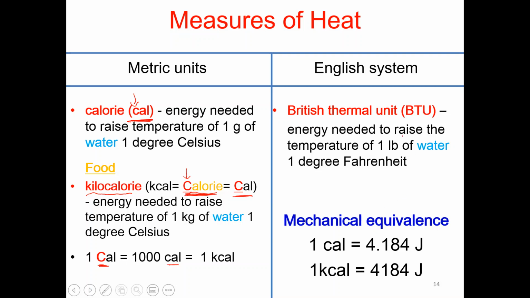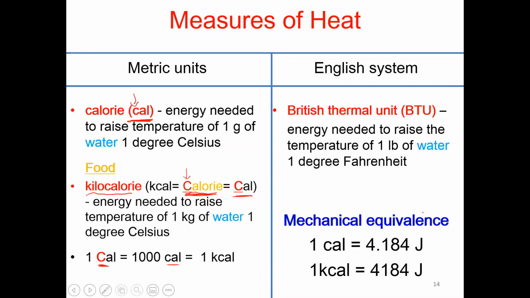Another unit for heat in the English system is the BTU, or British Thermal Unit. It is the energy needed to raise the temperature of 1 pound of water by 1 degree Fahrenheit. We're not going to use this unit, but I just want you to know there is also this unit.